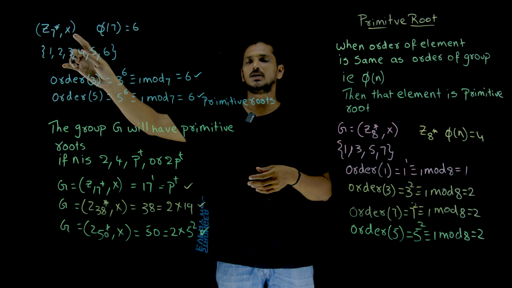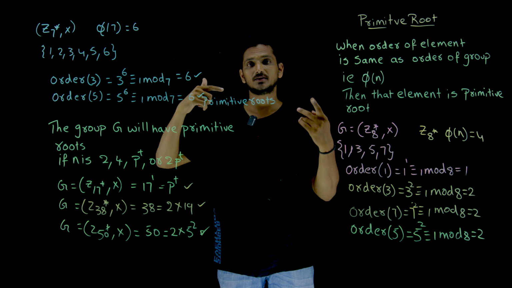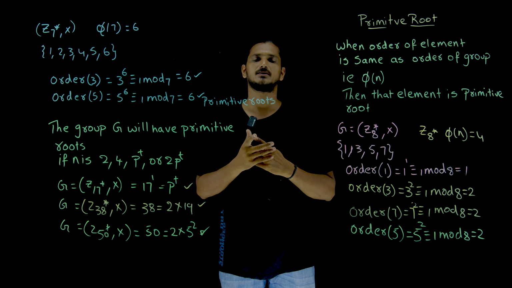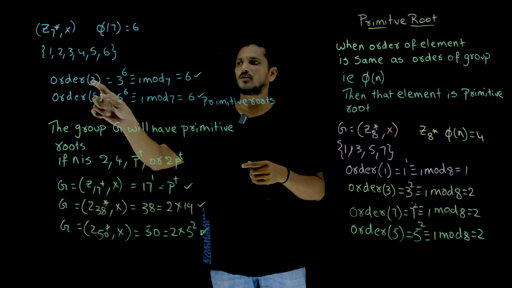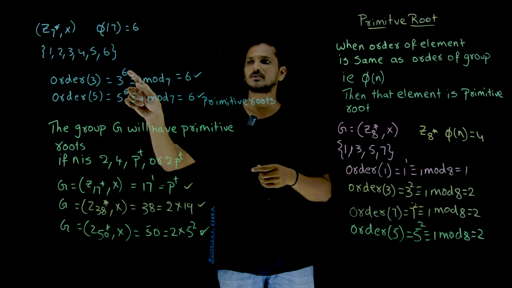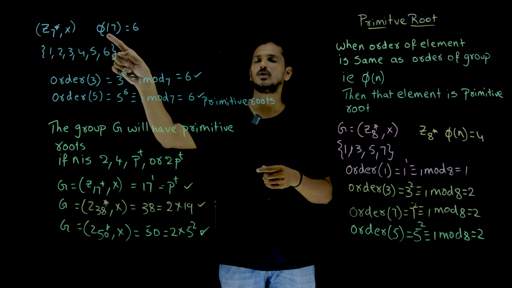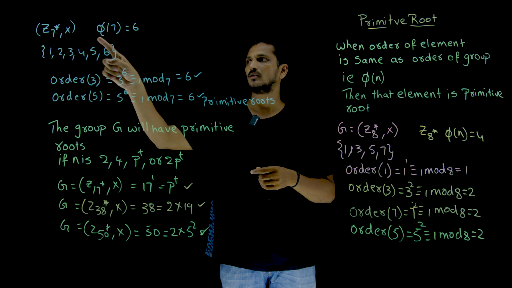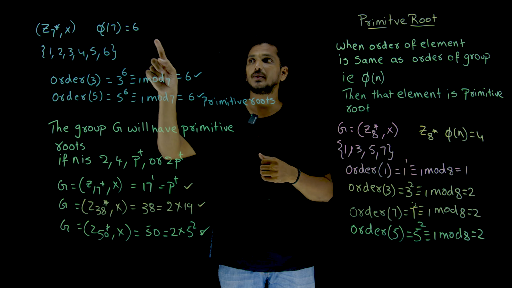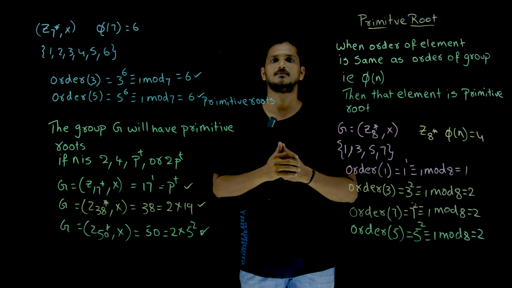Z7 star over multiplication. What is the phi of 7? 6. The order of the group is 6, with 6 elements: 1, 2, 3, 4, 5, 6. And the order of 3: 3 power 6 is congruent to 1 mod 7. So the order of 3 is 6, which is equal to the order of the group Z7 star. So 3 is called a primitive root because the order of element 3 is 6.